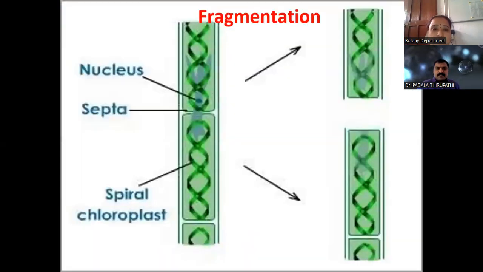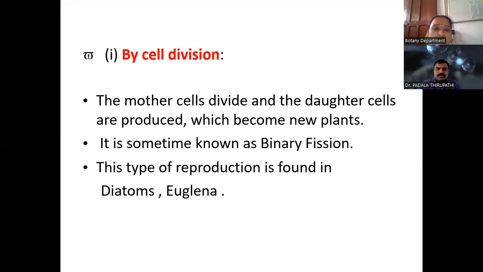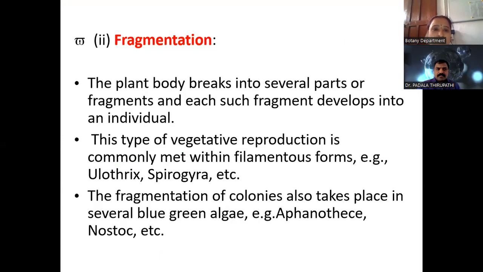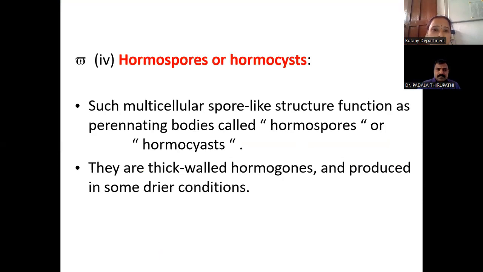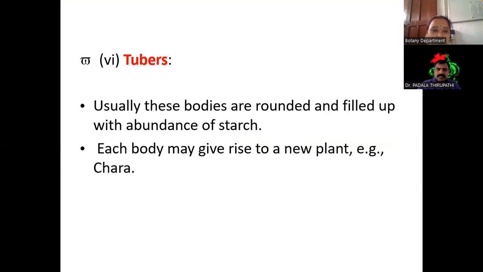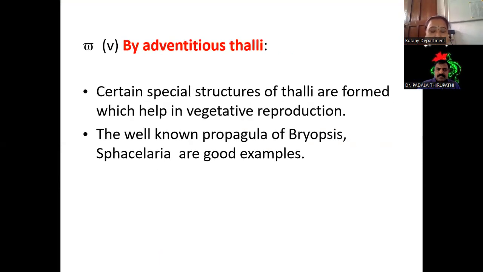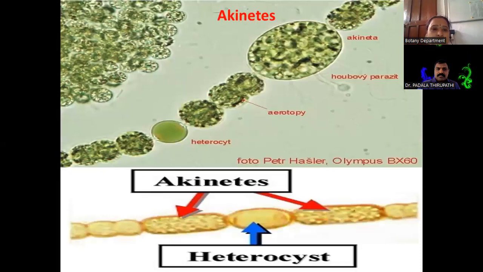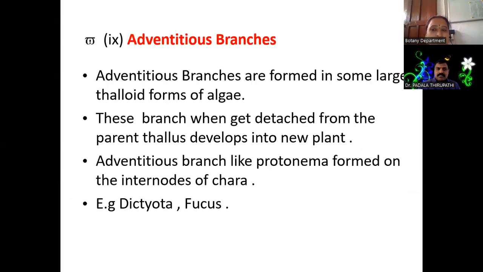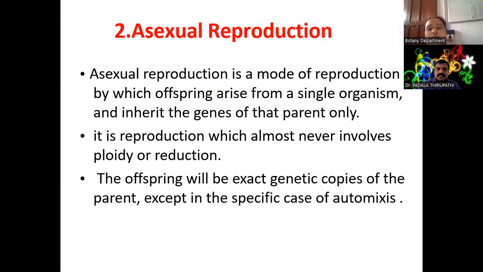Let's explain the total vegetative reproduction. How many types? One is cell division, second fragmentation, third hormogonia, fourth hormospore. Don't confuse hormogonia and hormospore, both are different. Fifth one is the tuber, sixth one is the bulbils and akinetes, and adventitious branches. These are all under vegetative reproduction.